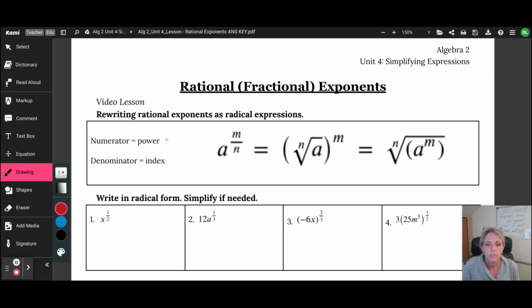Okay, your numerator is your power, and so it is always going to stay with your base. So if our base is a, and m is the numerator, then a to the m, if you can see that over here, a to the m and a to the m. And then the denominator, our n right here, is actually going to become the index. So that goes outside of the radical. Okay, let's practice.